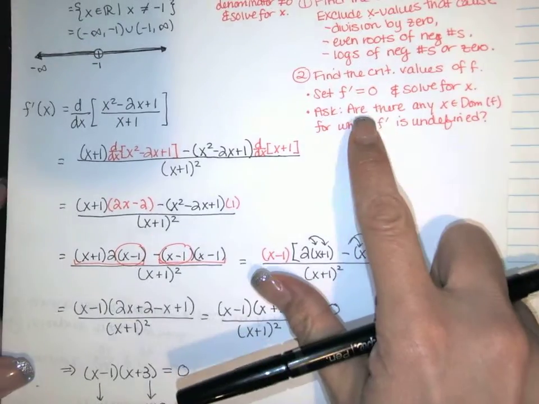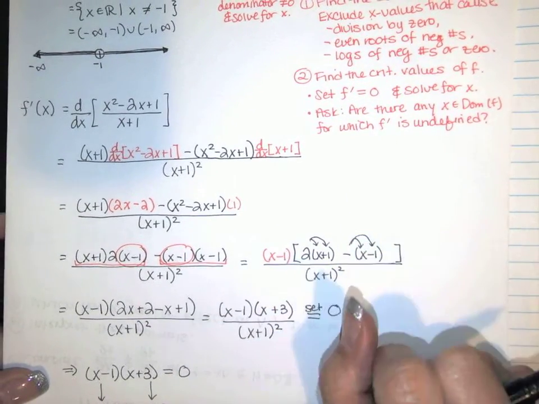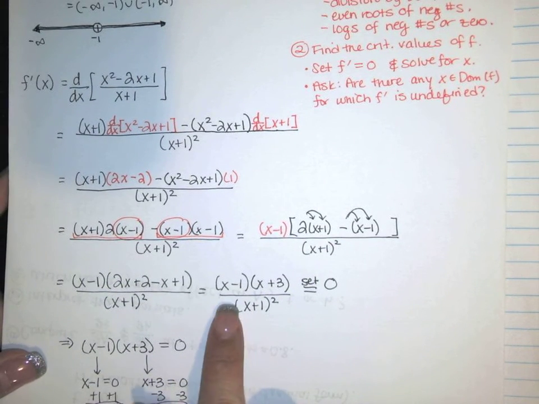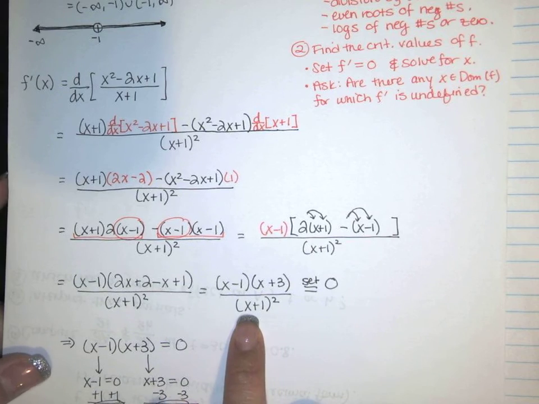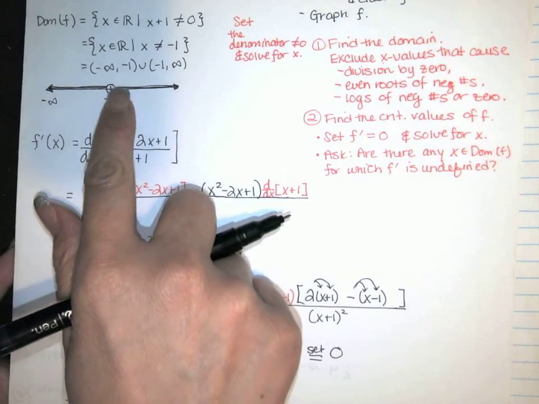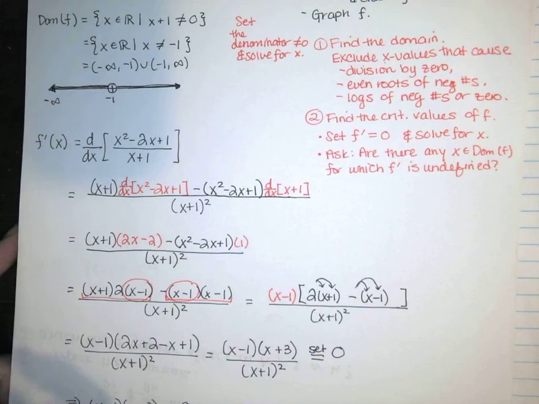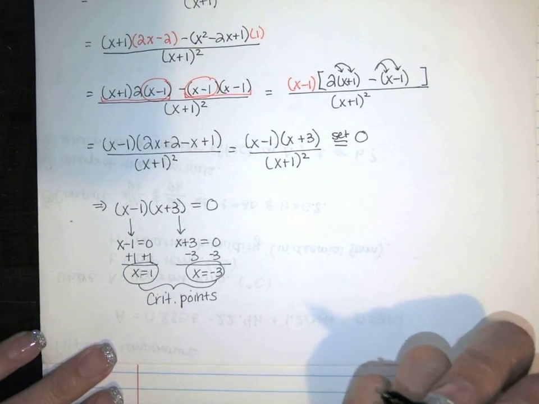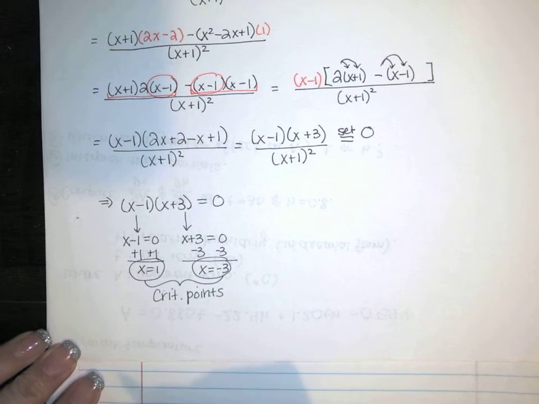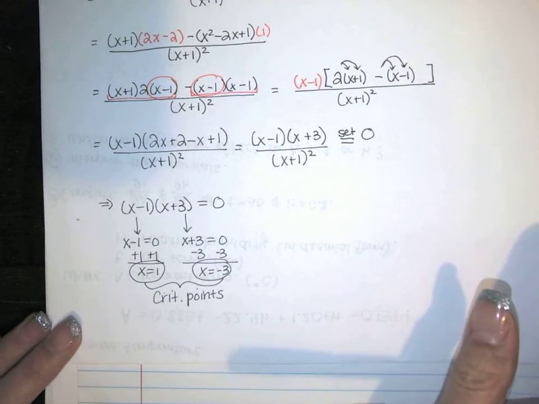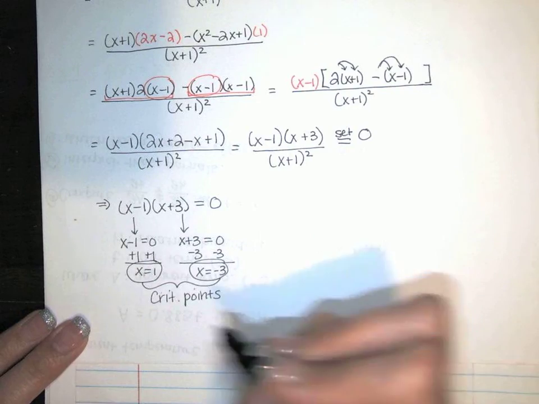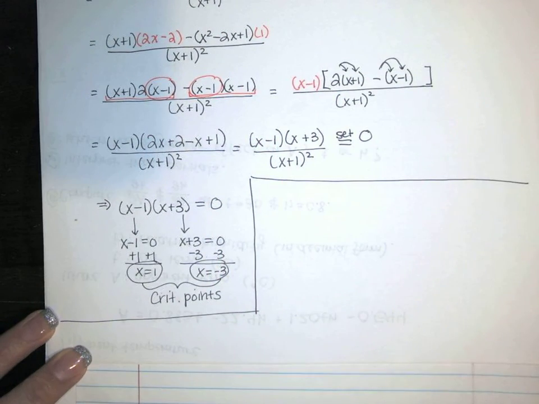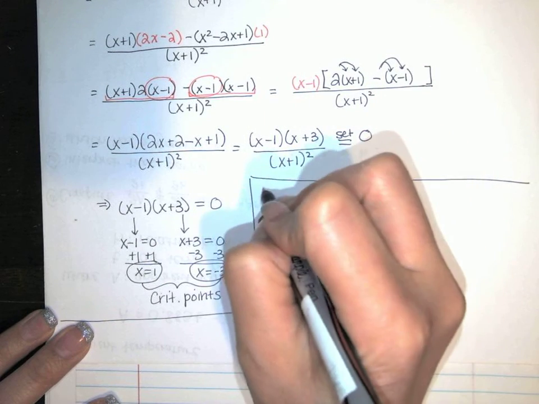Now we have to ask ourselves, are there any x in the domain for which f prime is undefined? Well, look at f prime. There it is. We'll have a problem when the denominator is 0, but that's x equals -1, right? X equals -1 is not in the domain. So there are no other critical values. We've just got these two critical values, critical points, same thing. Okay, and now we're going to use those as tick marks on our number line. So we're going to do our sign analysis of f prime now. That's going to allow us to determine where the function's increasing and decreasing.